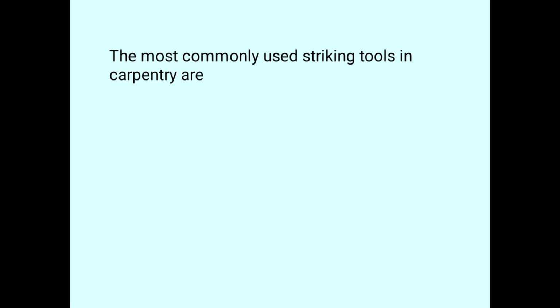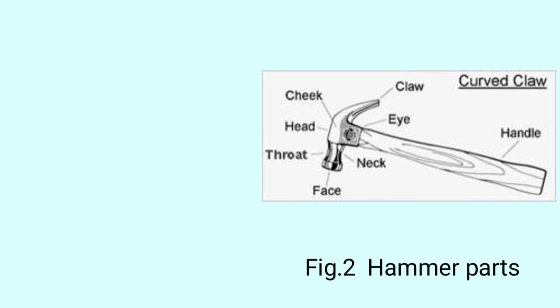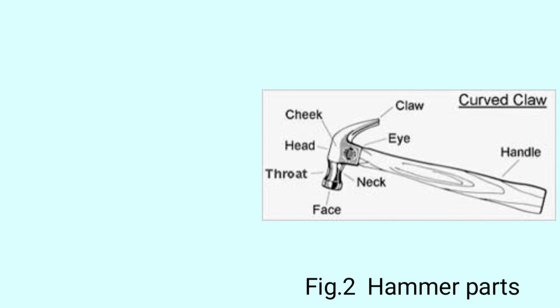Next, the most commonly used striking tools in carpentry are hand hammers and mallets. Now we can see the types of hammers and also what a hammer is. You can observe the diagram here. This is a diagram of a hammer. This type of hammer is called a claw hammer.